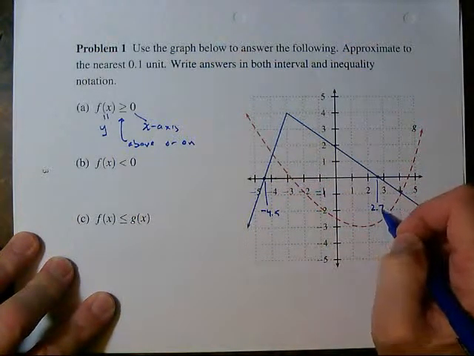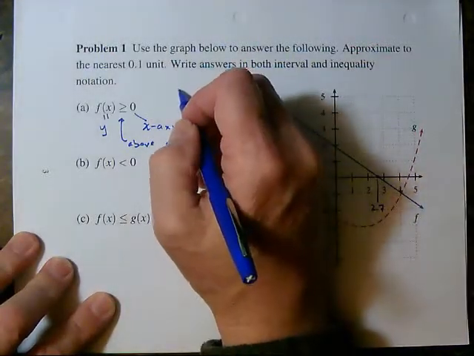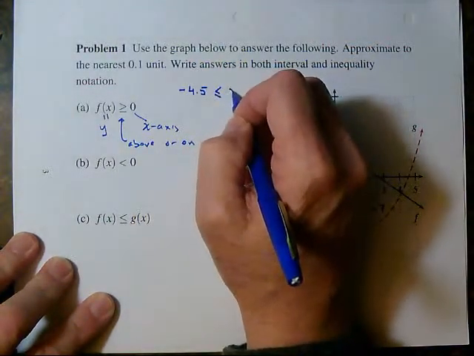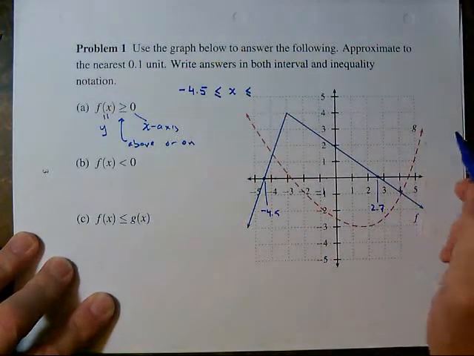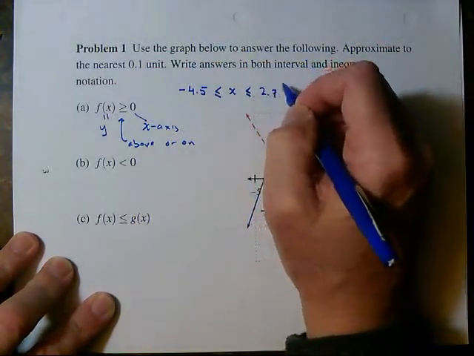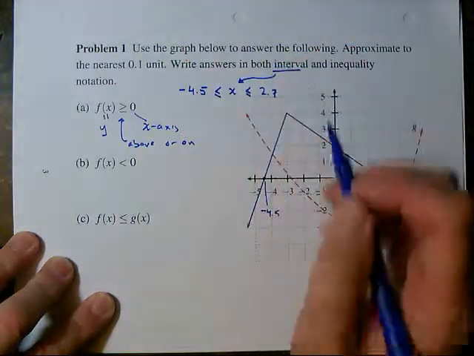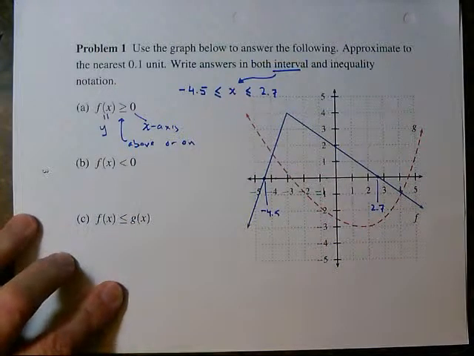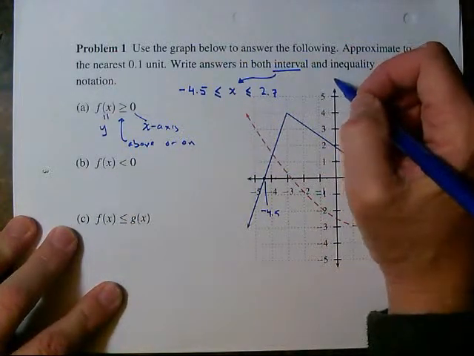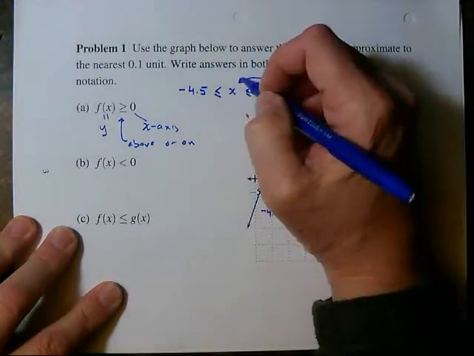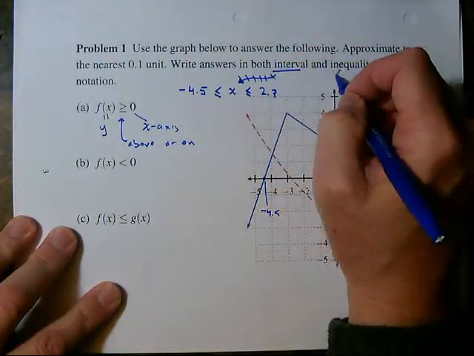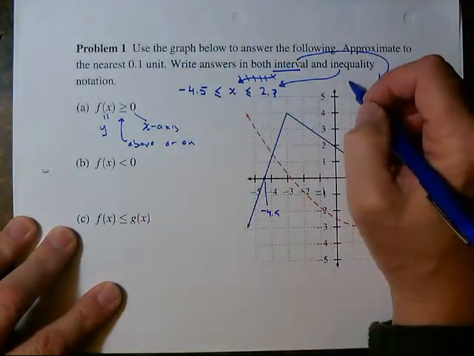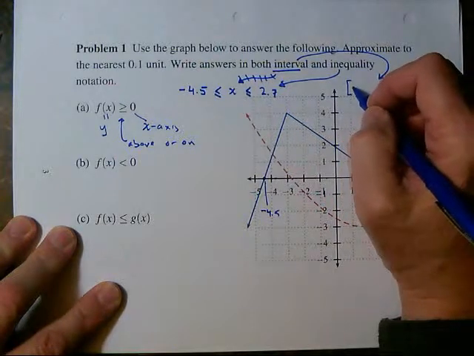So negative 4.5 is less than or equal to x is less than or equal to 2.7. That would be the interval notation for that solution. To write the same thing down as an inequality, I got that exactly wrong, backwards. That is not the interval. That is the inequality. The interval would be here.